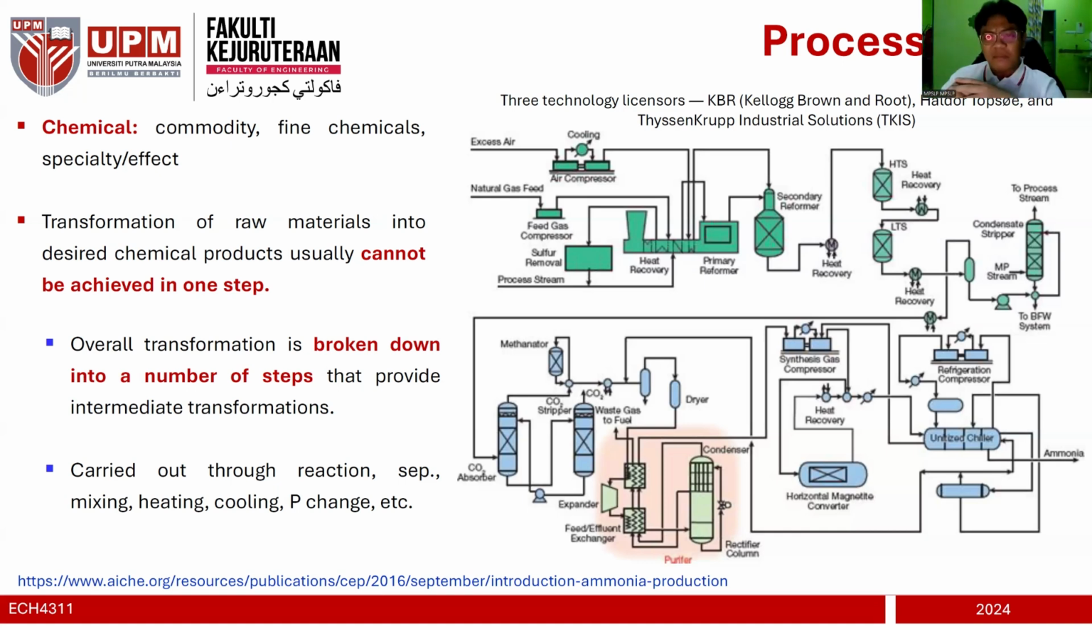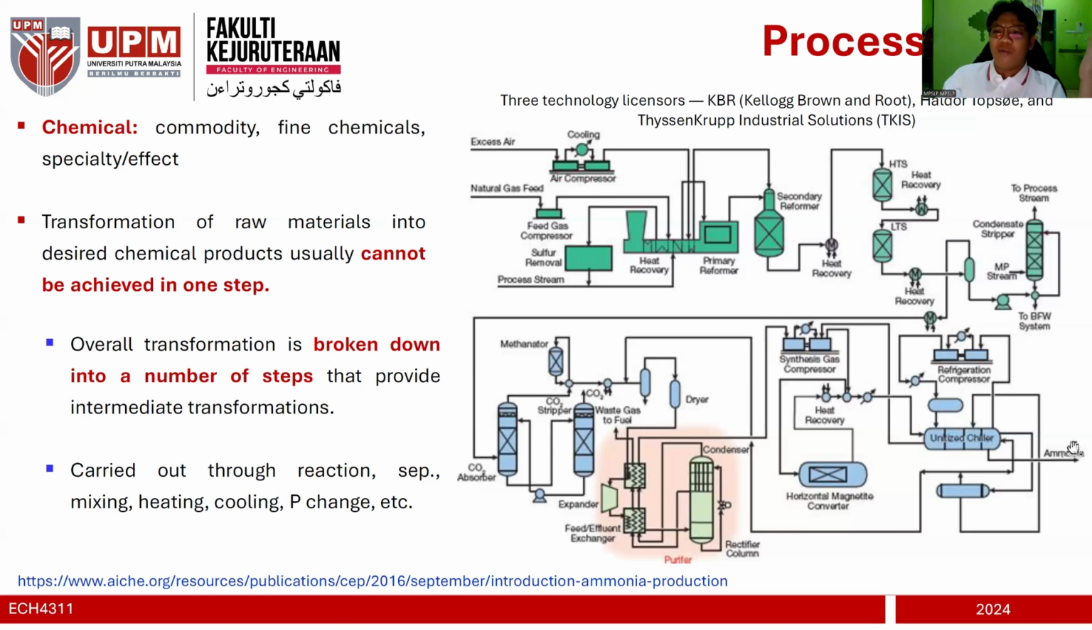To give you an idea, this is a more modern version of an ammonia production process. I took it from a blog website of AIChE. It is a new technology developed by three licensor companies, KBR, Topsoe, Haldor, and Thyssen, so you can just Google the companies. But the idea here is they want to produce ammonia, so this is your commodity chemical.